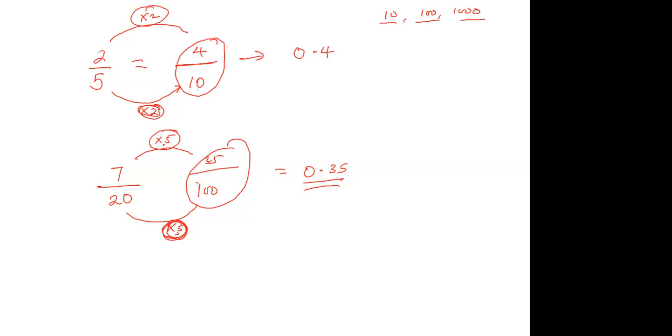In case you are not very fast with the timetable, you can just do 100 divided by 20 is 5. 5 times 7 is 35, so 0.35. So I'm going to give you 2 questions to try. Anything more difficult than this, you won't get in your functional skills level 2. So let me just give you that one.